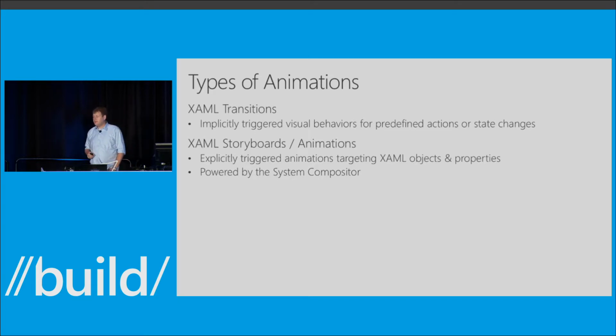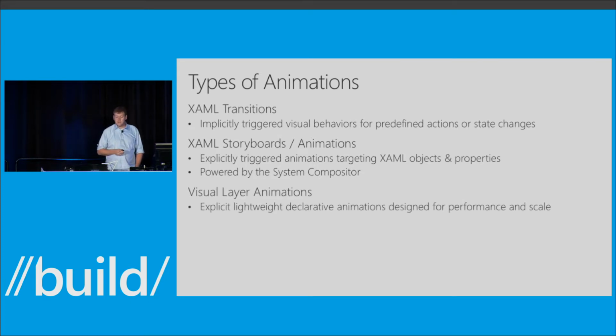Now, the interesting thing to note is that in Windows 10, these are now powered by the compositor. This means all the work that we've done in order to tune the system and make it higher scale and more smooth, you get largely for free with your existing code using XAML animations. The last one are the visual layer animations. So these are explicit lightweight declarative animations that are designed for performance and scale. We're going to spend the rest of our time talking about these, but before we move on, I want to talk a little bit about where you want to keep using XAML storyboards.